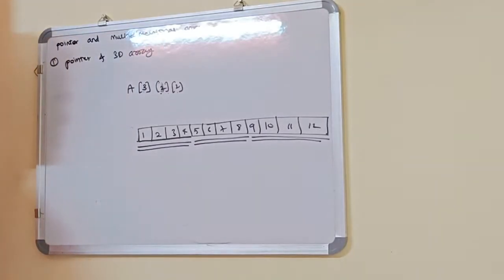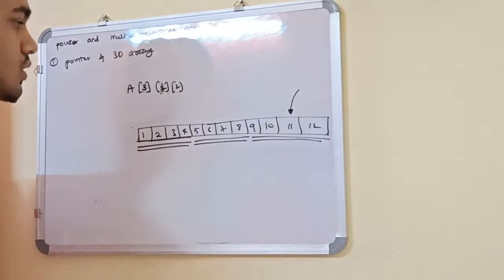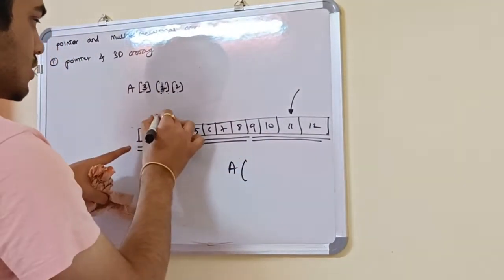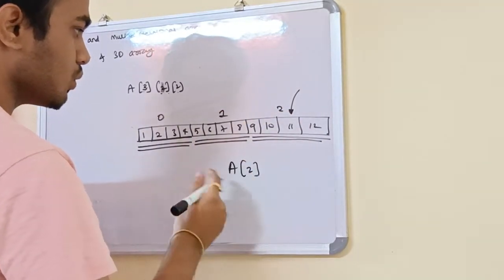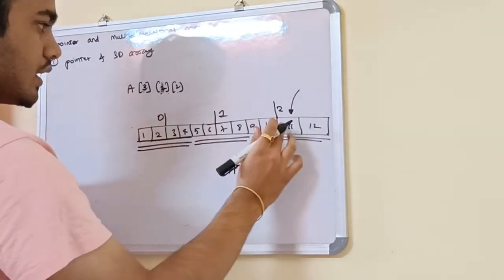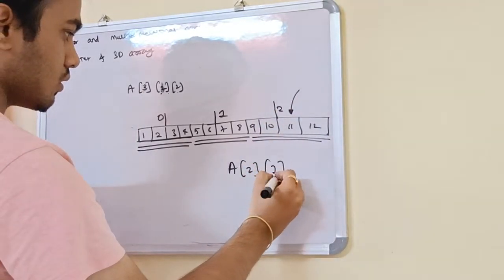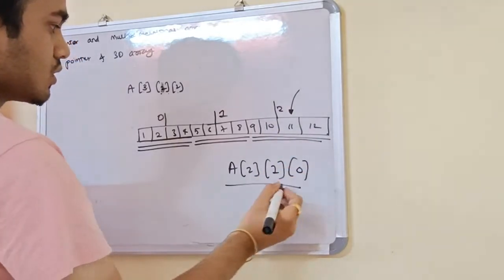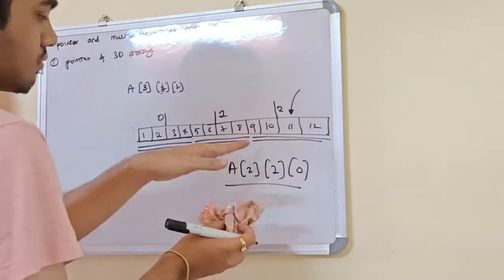Now let's say I want to print the value at this index. The first possible way is directly printing A of, this is 0, this is 1, this is 2, so we can print A of 2. Then in that I want to go to the first row, and again in that I want to print the 0th index. Using the square brackets we can print like this.